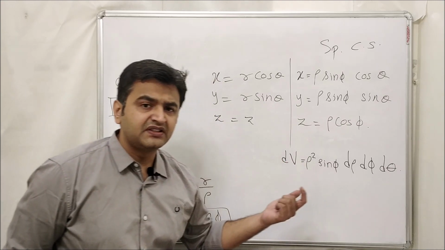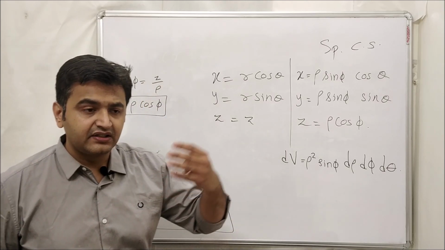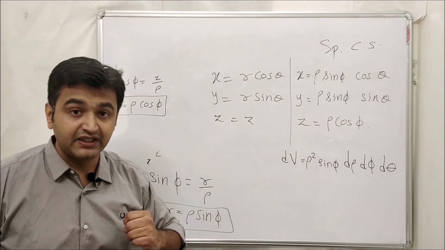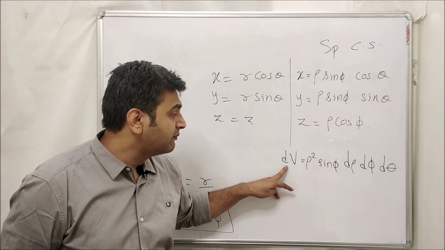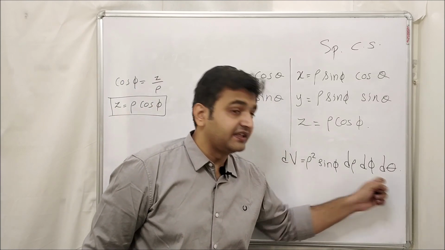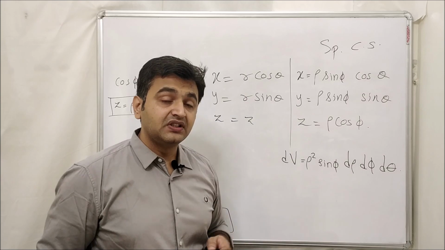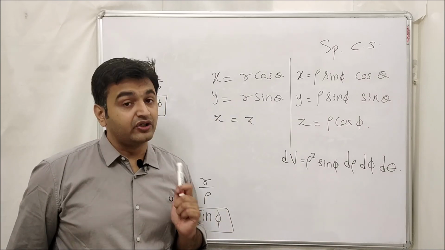How this comes into the picture, that I will tell you in my next lecture, where I will talk about Jacobians and the substitution in multiple integrals. But as of now, just keep this in mind. You replace your dv by rho square sin phi into d rho, d phi and d theta. And once you do this transformation, you get the setup for the spherical coordinate system.